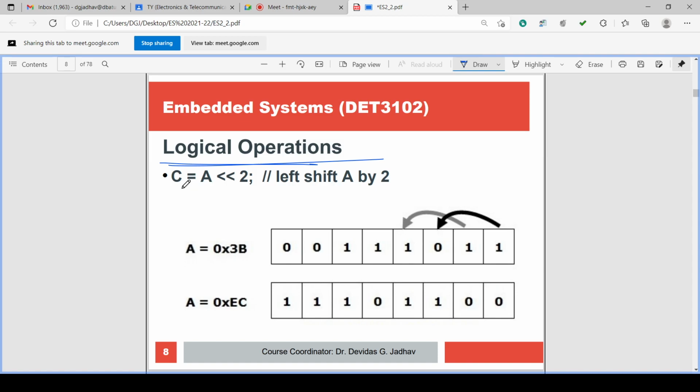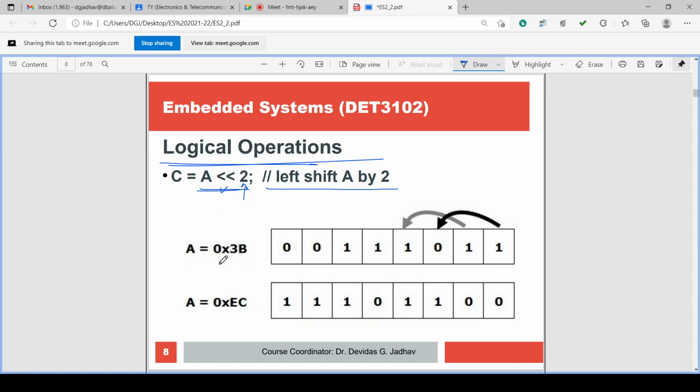suppose C is equal to A << 2. So it is left shift by 2. Whatever number is there after the less-than signs, that is how many times the shift is to be performed. Now what to perform? Shift left. The direction of the less than or greater than signs indicates whether to shift this side or that side. Now here it is the left side. So shift left. How many times? The number given is 2 times.